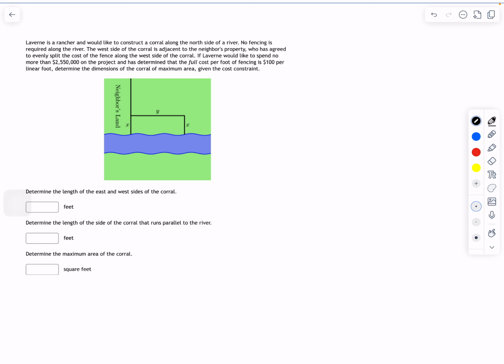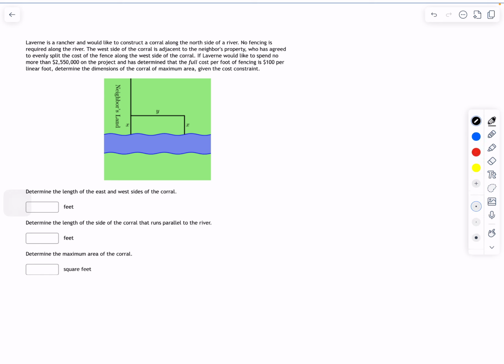If Laverne would like to spend no more than $2,550,000 on the project, and has determined that the full cost per foot of fencing is $100 per linear foot, determine the dimensions of the corral of the maximum area given the cost constraint.